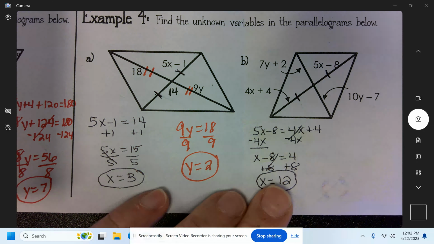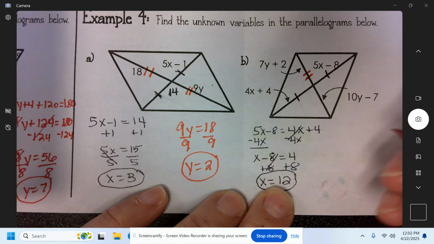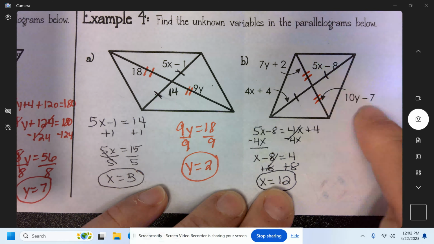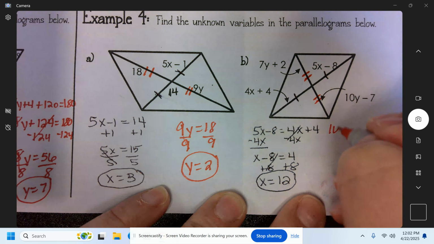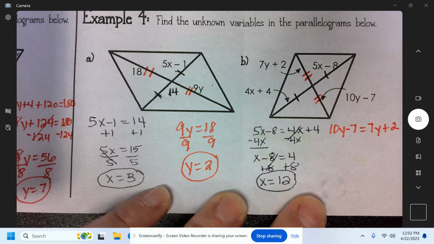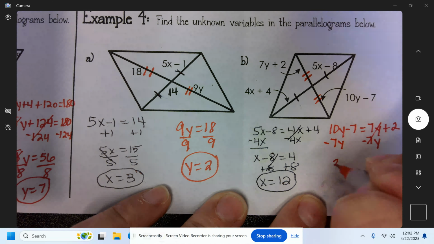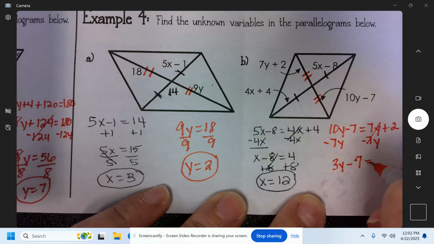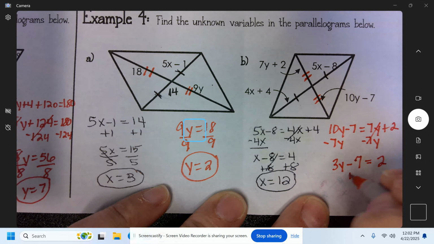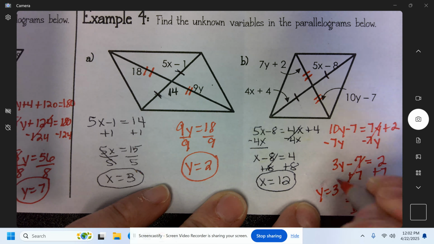Okay, the same thing follows for my y's. 7y plus 2, this side, will be congruent to this side, which is 10y minus 7. So I know that 10y minus 7 has to equal 7y plus 2. I'm going to start by subtracting 7y from both sides. That gives me 3y minus 7 equals 2. Then we're going to add 7 to both sides, which gives us 3y equals 9. Divide both sides by 3, and we get that y is equal to positive 3.